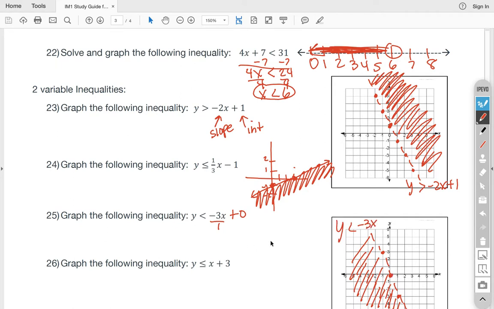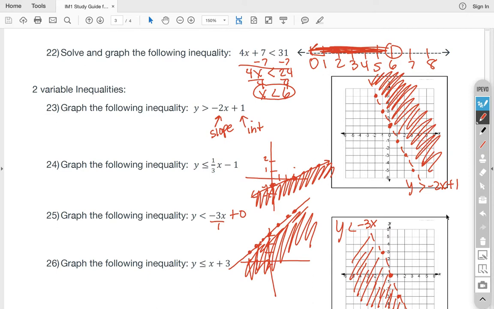Okay, the last one, 26, on this paper, we have is positive 3. Put a point, that's your y-intercept. The slope is 1, up 1 over 1. And it's less than or equal to. So we have to make a solid line, for the equal to, and less than would be underneath. All right, so that's what we have. Okay, let's move on to the rest of them.